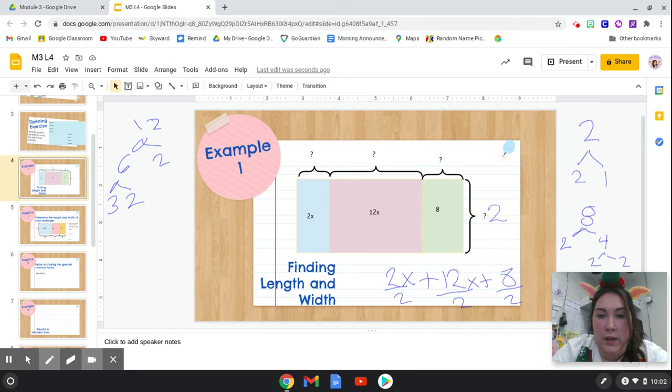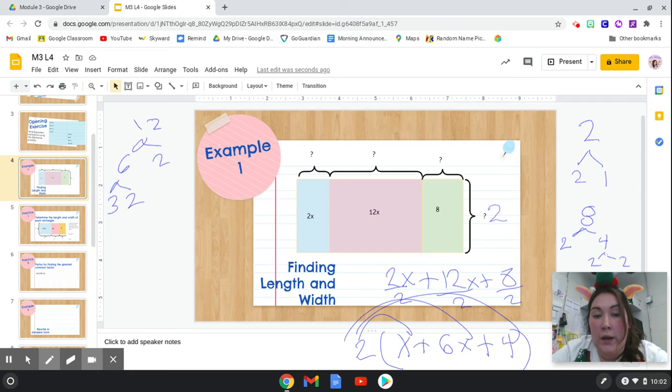And so now I have x plus 6x plus 4. And out here, I would put that in parentheses and then put my 2 on the outside. That way I could distribute it if I needed to. But right now I don't.